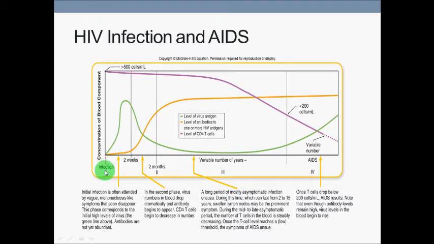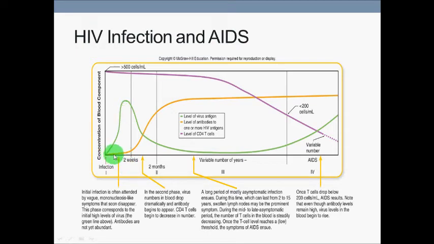Now, in HIV, again, there's an initial infection. That's when your cells are first infected with the virus. So we see some symptoms at the very beginning when your cells are just starting to become infected. Okay, and what you see here with the green line, this is the amount of virus that's present in your blood.